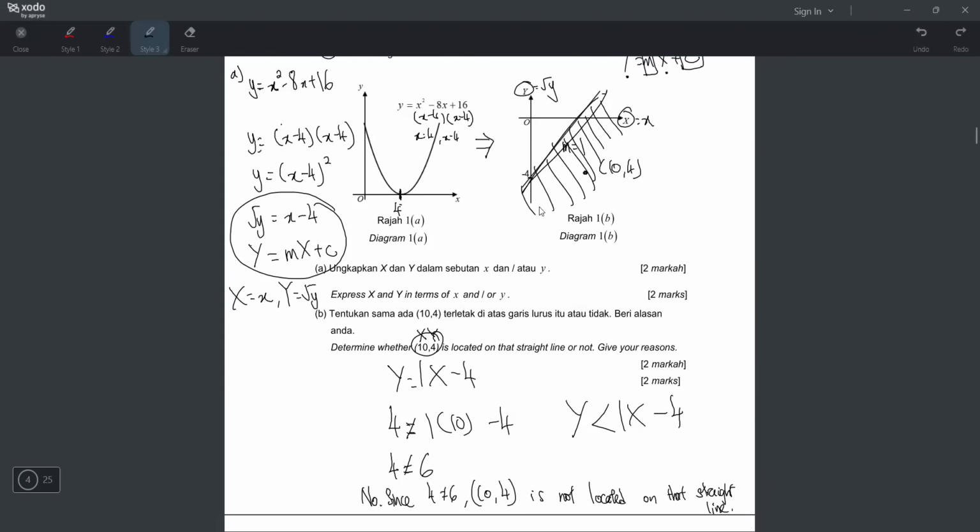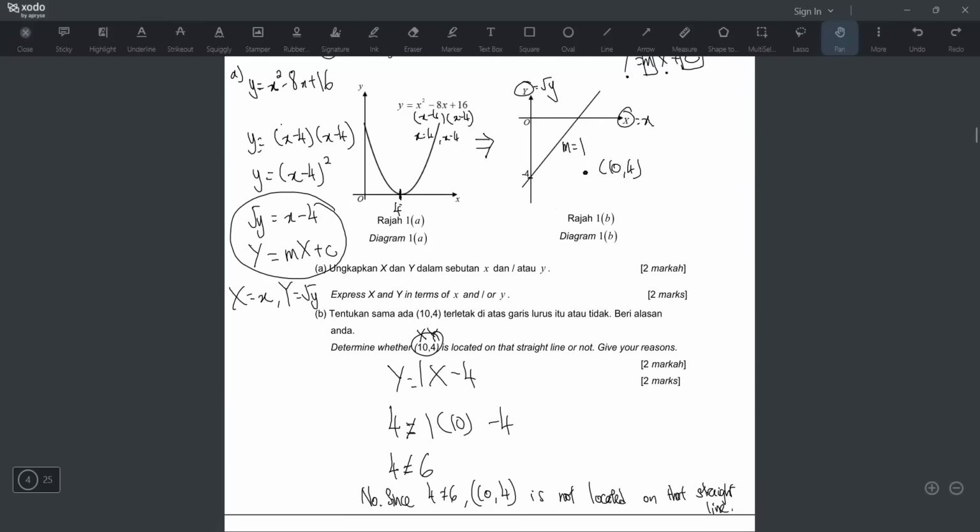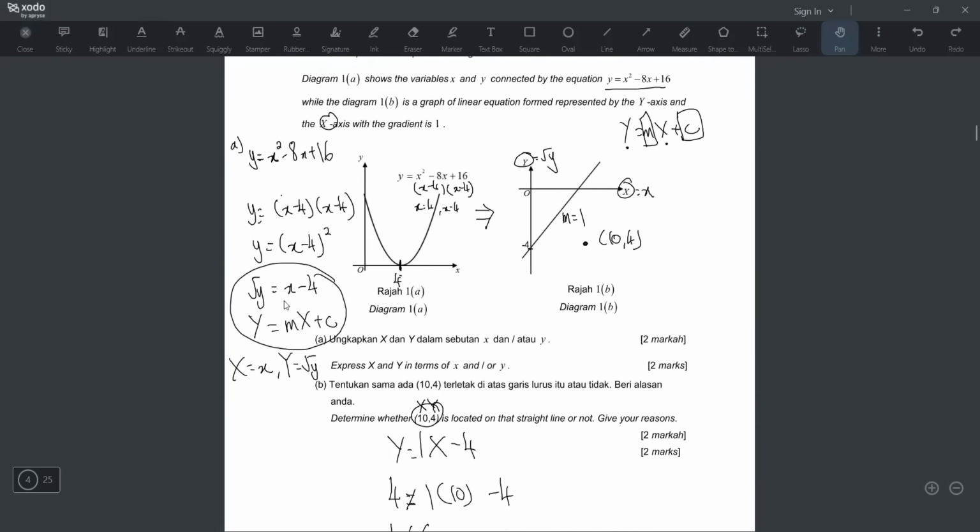So it satisfies "bawah", that means they do put it below the line, right? Okay, but this one is extra already. The question never asks whether it's on top or below, right? So you answering like that is good enough. I just mention it to help you understand.